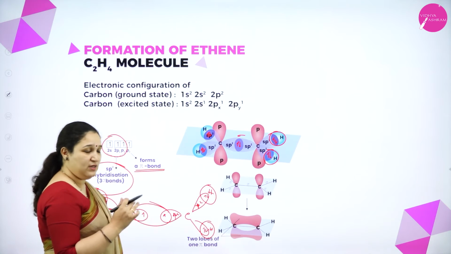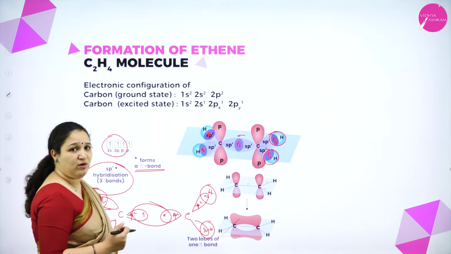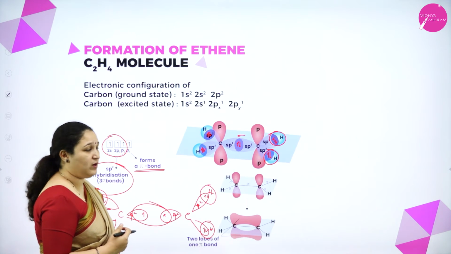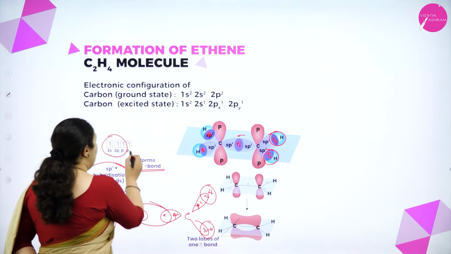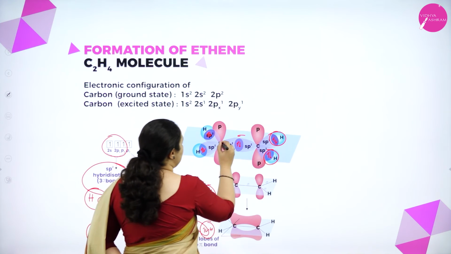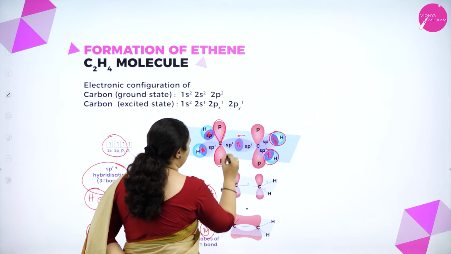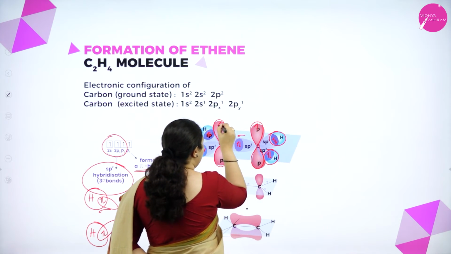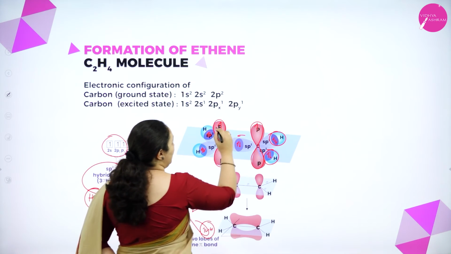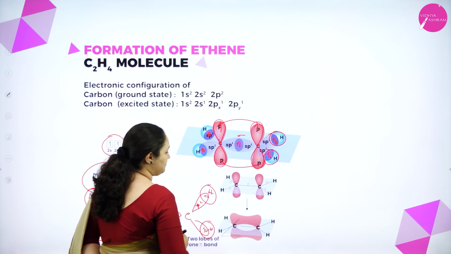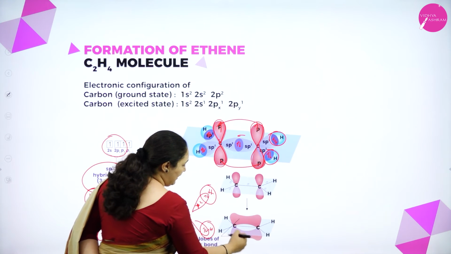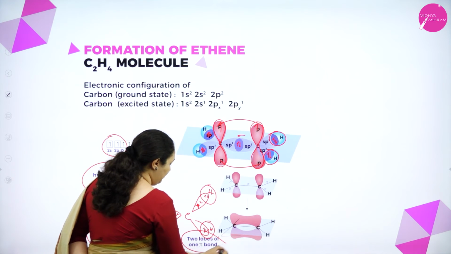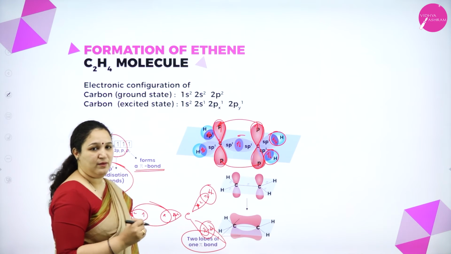overlapping to form which bond? Sigma bond. Then where is the pi bond? In ethene we have a double bond, isn't it? So we have this unhybridized p orbital which is left. This is the unhybridized p orbital which we have, and they also contain 1 electron each. Now this one will overlap sideways. You can see here they will overlap sideways to form 1 pi bond.